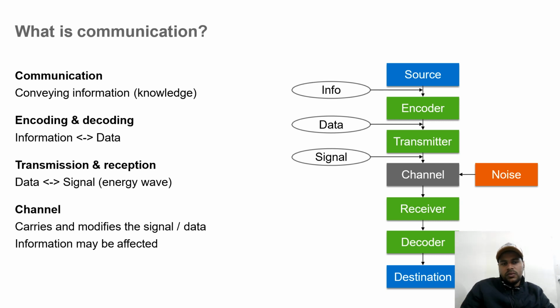Encoding and decoding: information is converted into data with the help of various encoding and decoding methodologies. Transmission, reception: data is converted to a signal with the help of energy waves. It is transmitted in the channel. The channel is nothing but it carries and modifies the signal, and it is the path on which the data or signal moves forward.